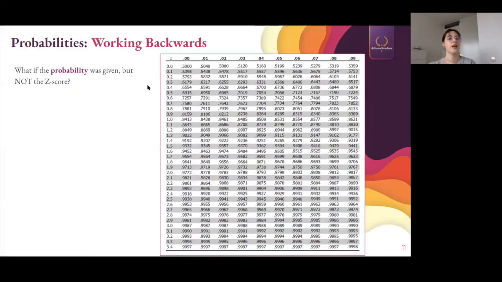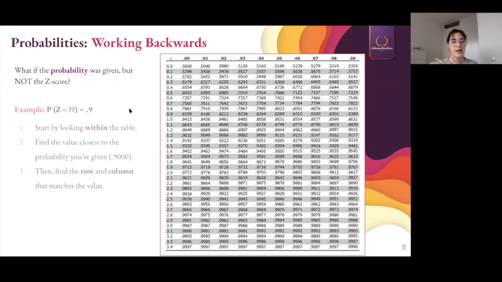So one thing I want to note is working backwards. So what if the probability was given but not the z-score? And so back to our z-table, let's look at an example. So the probability is given as 0.9, but what is the z-score associated with that probability? So what is the probability that z is less than something equals 0.9?